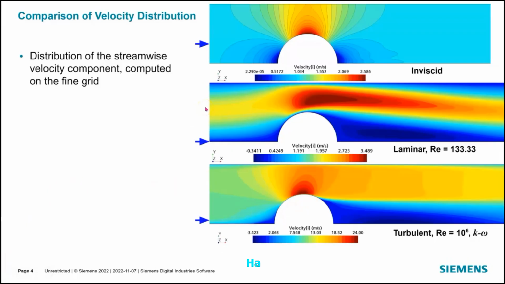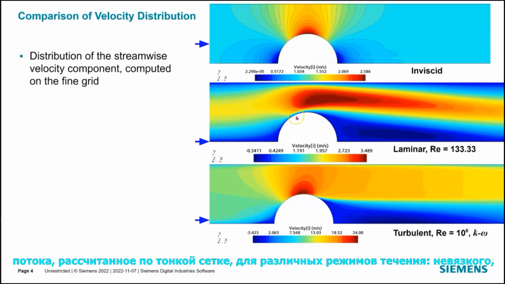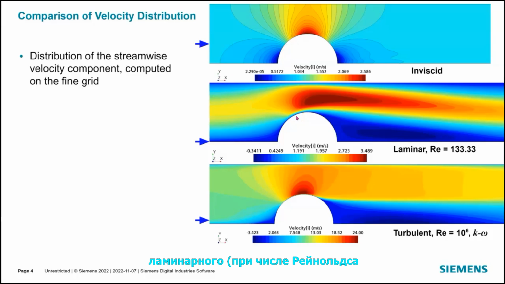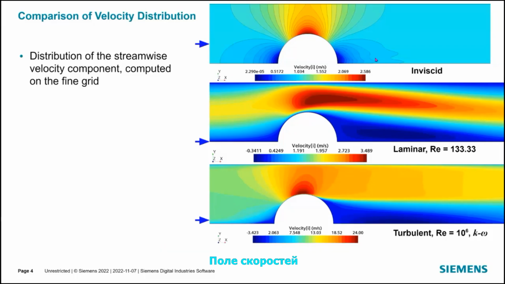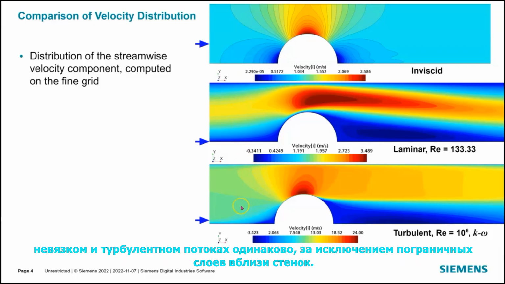These plots show the distribution of the streamwise velocity component computed on the fine grid for different flow regimes: inviscid, laminar at Reynolds number 133.33, and turbulent at Reynolds number of 1 million, where the k-omega turbulence model was used. The velocity field is symmetrical around the obstacle if the flow is inviscid, except for some oscillations on the downstream side, which are due to discretization errors. On the upstream side of the obstacle, the velocity distribution is similar for inviscid flow and for turbulent flow, except for the boundary layers near walls.